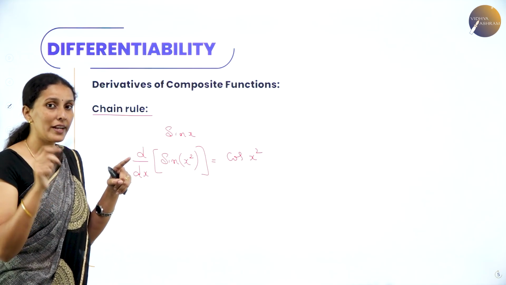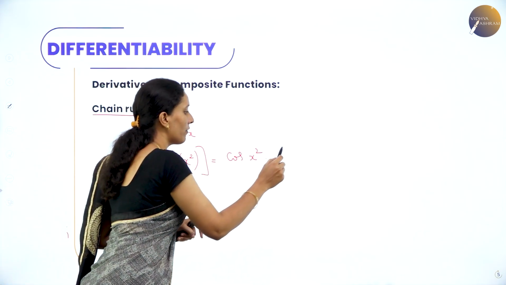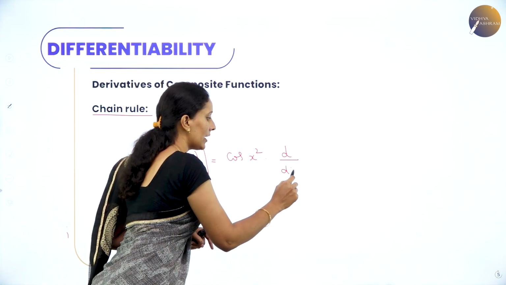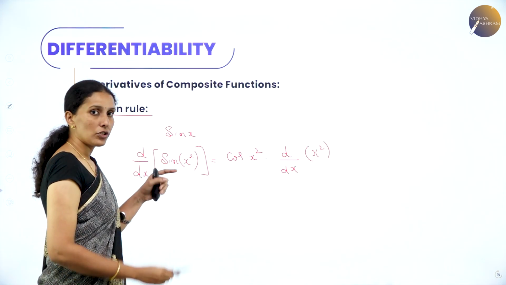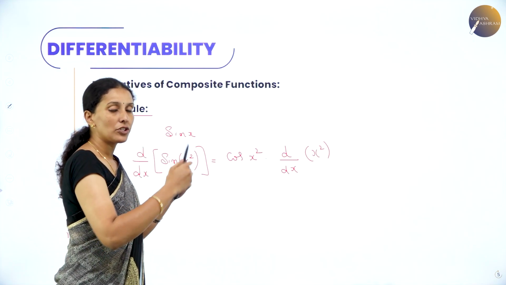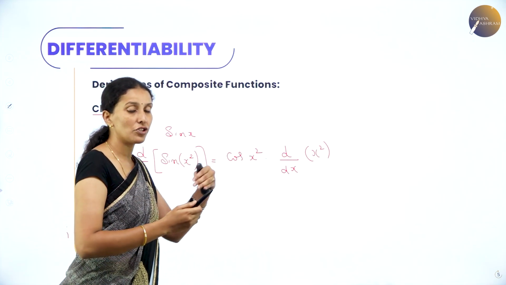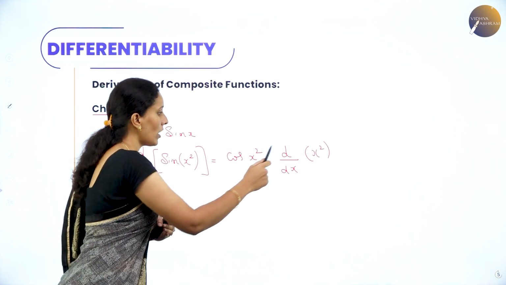But x square is again one more function. So derive x square separately. Once you derive the first function, the second function has to be derived separately, which is called chain rule. So now derive it.